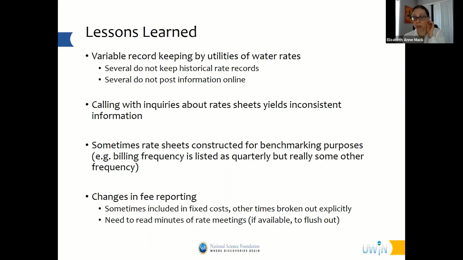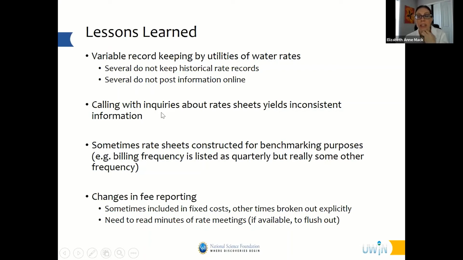So several do not keep information posted online, and you actually have to call and try and get someone to fax you or email a rate sheet. We even, in Detroit at least, showed up at some of the utilities and asked for a paper copy of the rates. We did find out via this process, though, that many utilities do not keep historical rate records. So finding information from 2010 was super difficult. They had information from the previous or maybe the previous 2 years, but going back in time was a lot more challenging.